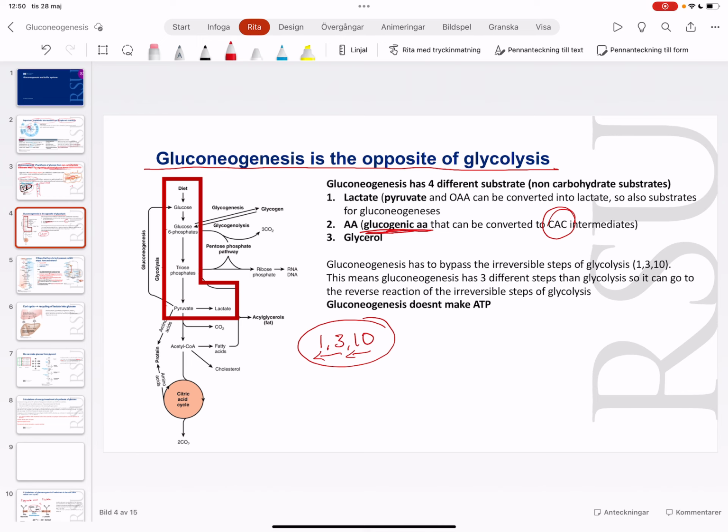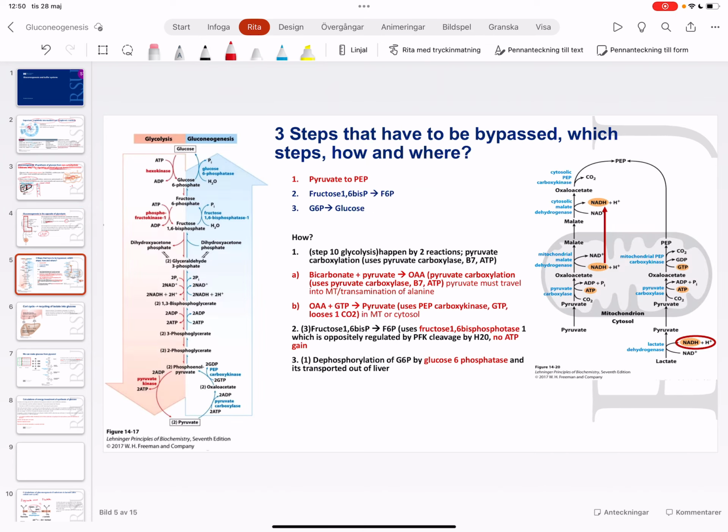I think this is important for the colloquium. We have to know the enzymes that help gluconeogenesis bypass these 3 reactions. And gluconeogenesis doesn't make ATP also. That's important to know, but we will talk about calculations also. So these are the 3 steps that have to be bypassed.